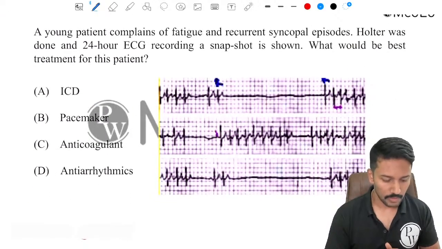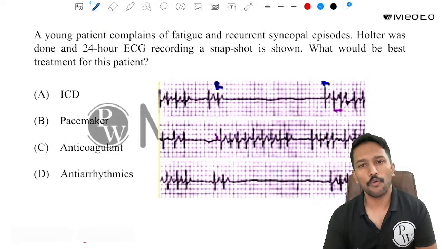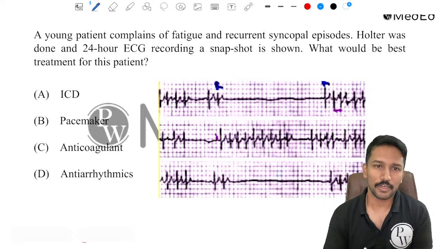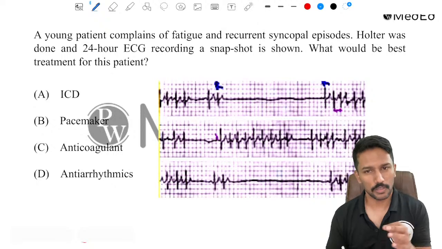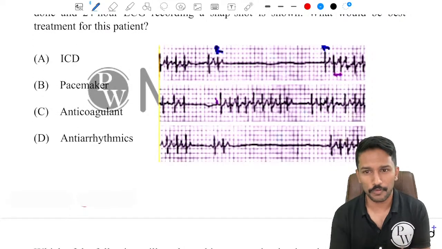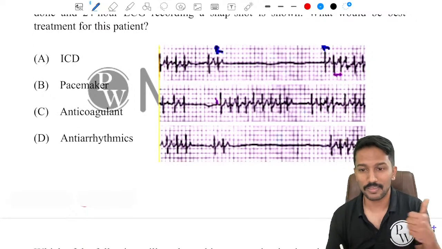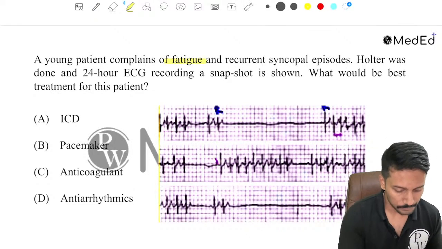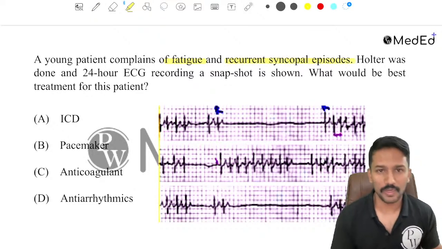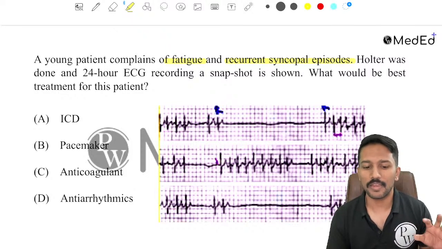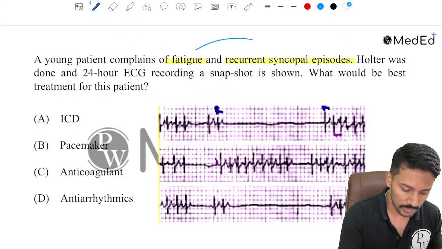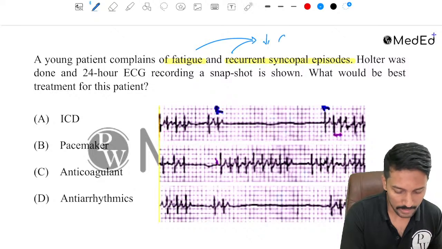Here is a question. A young patient complained of fatigue and recurrent syncopal episodes. Holter was done, a 24-hour ECG recording. A snapshot of that is given in front of you. Please take a look at the ECG. What are the complaints of the patient? Fatigue and recurrent syncopal episodes. Now both of them indicate reduced cardiac output, right? So they may be pointing towards decreased cardiac output.